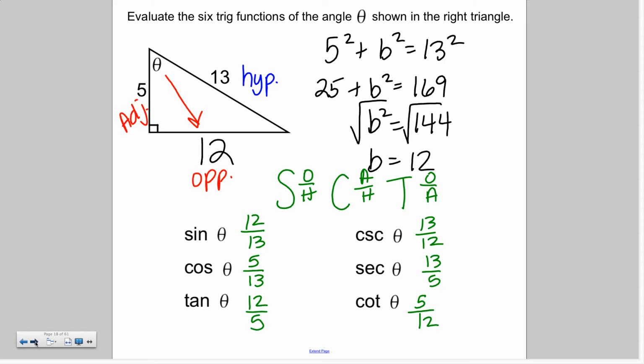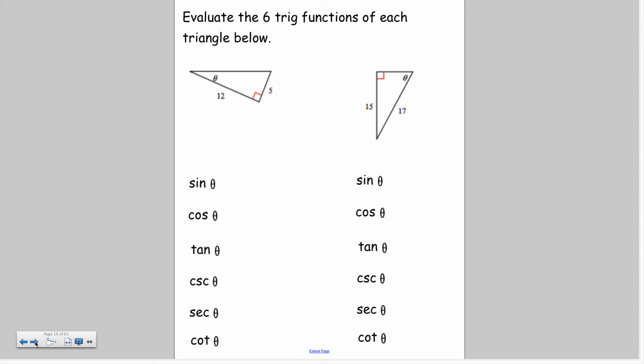Alright, pause it, and you try these next two. Alright, after I do Pythagorean theorem, I get that side length is 13, and that's going to be my hypotenuse. There's theta, so its opposite is here. Adjacent is there. So we've got sine, which would be 5 over 13, opposite over hypotenuse. Cosine, which is adjacent over hypotenuse. And tangent, which is opposite over adjacent.